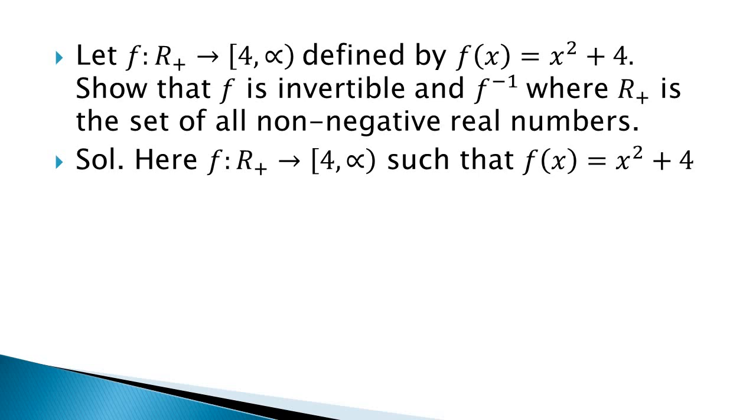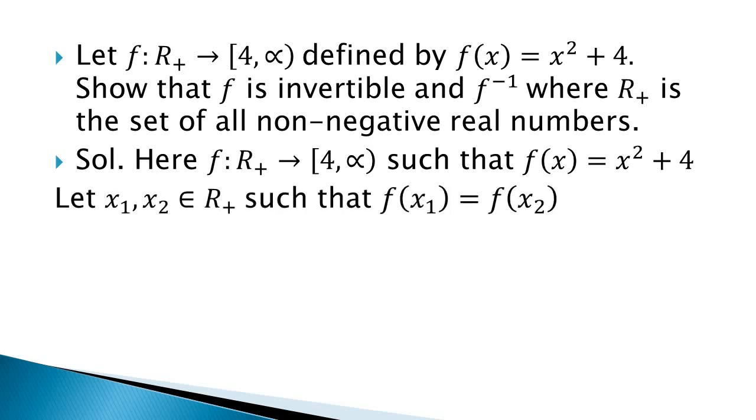A bijective function is invertible. So let me show you that this function is bijective. Let us consider two elements from the domain of the function, x1 and x2, such that their images are the same.